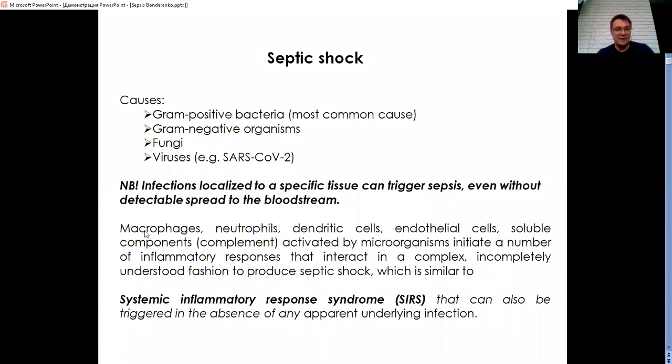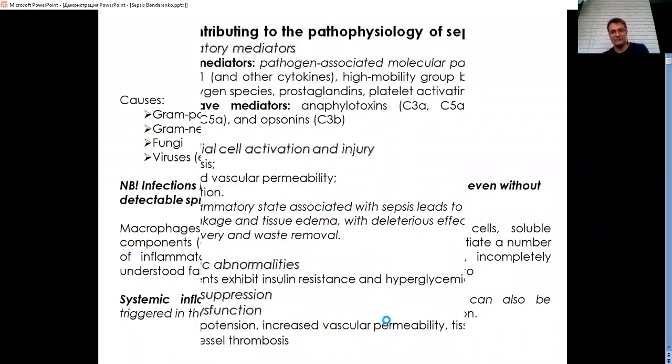So then you see macrophages, neutrophils, dendritic cells, endothelial cells, soluble components activated by microorganisms initiate a number of inflammatory responses that interact in a complex, incompletely understood fashion to produce septic shock, which is similar to systemic inflammatory response, that's SIRS, that can also be triggered in the absence of any apparent underlying infection.